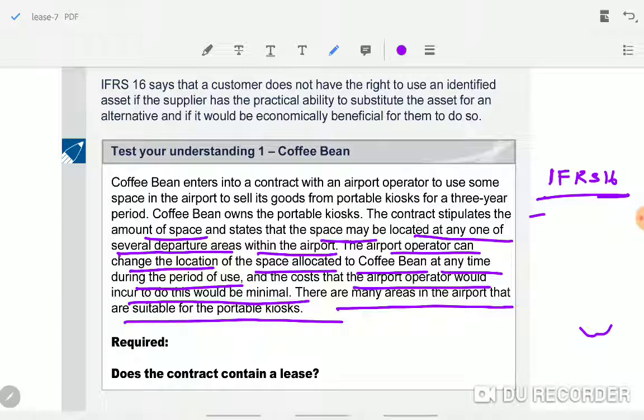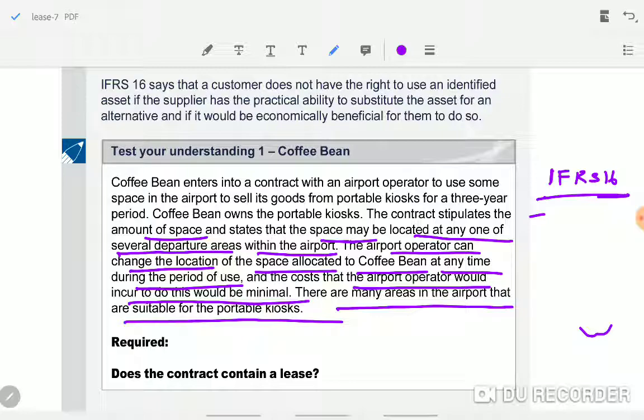You can say that he has a right to substitute the asset with an alternative asset. That is another point we have seen. No, the contract is not a lease contract if lessor has the right to substitute the asset with an alternative use, and it would be economically beneficial to do so. It appears like that because he could substitute the space with any other space within the departure area. So considering all this, we can say that we could identify an underlying asset in the contract. So this contract is not a lease contract. Mainly we could identify an asset, and lessor has the right to substitute the asset with an alternative asset.